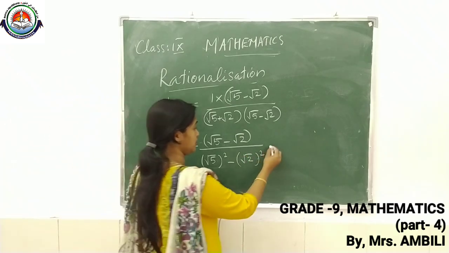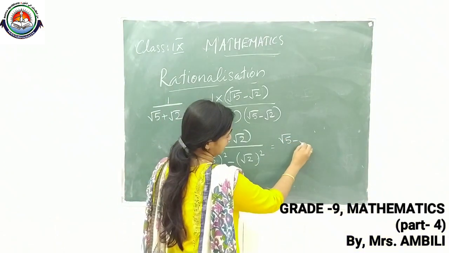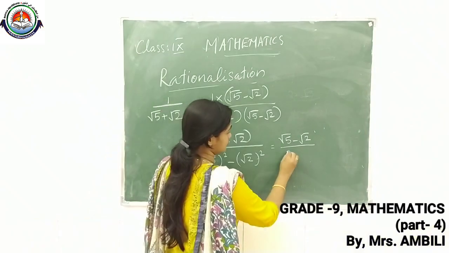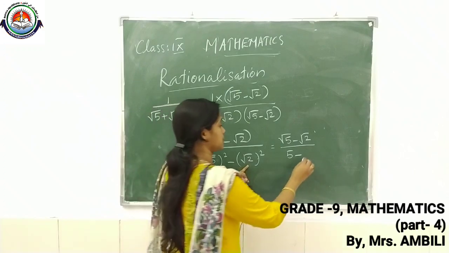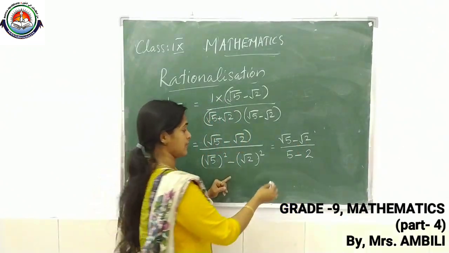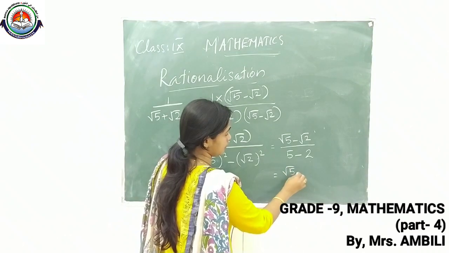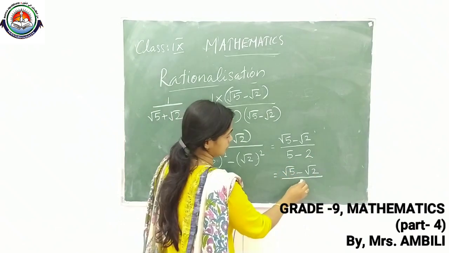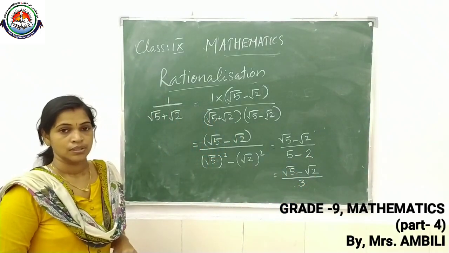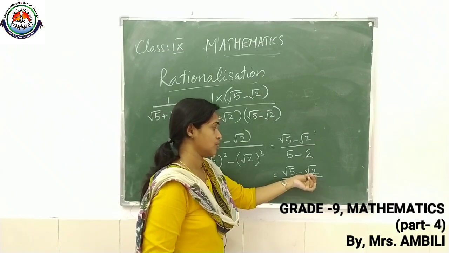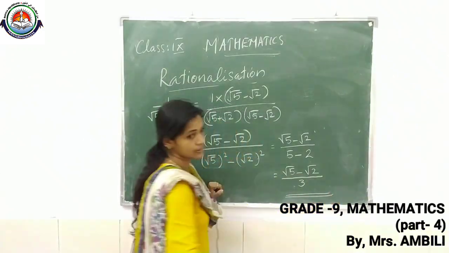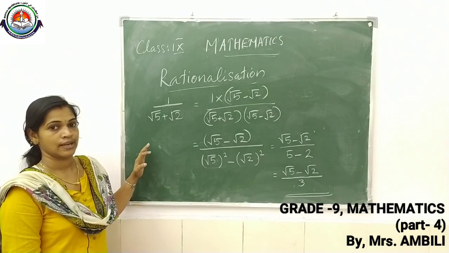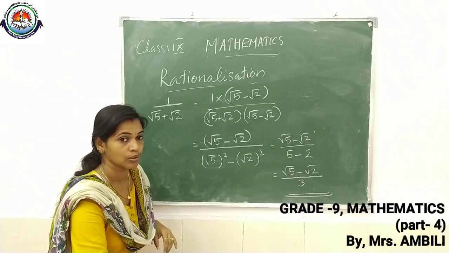Okay, that is equal to root 5 minus root 2 divided by root 5 square, 5, minus root 2 square, 2. 5 minus 2. So what is the answer? Root 5 minus root 2 divided by, here 5 minus 2, 3. So what is the answer? Root 5 minus root 2 by 3. You got it? Okay, good. Clear? Now understood. What is rationalizing the denominator? Okay, write one more question.